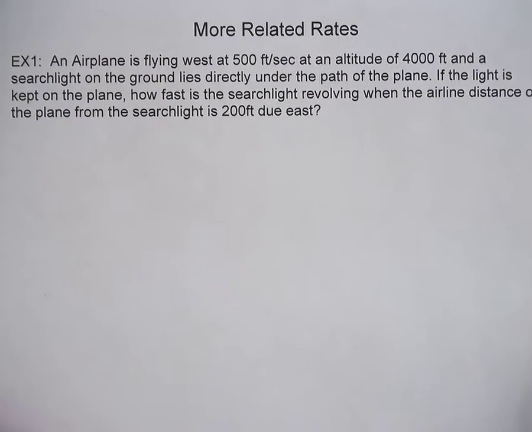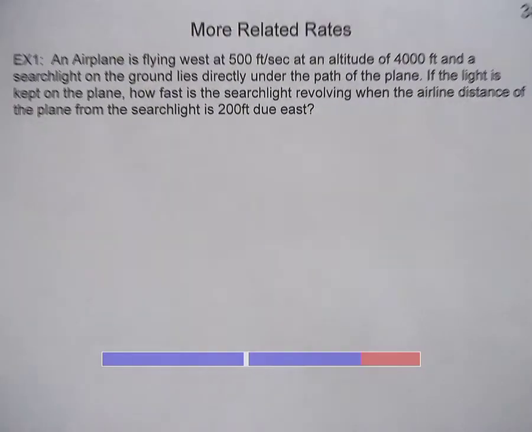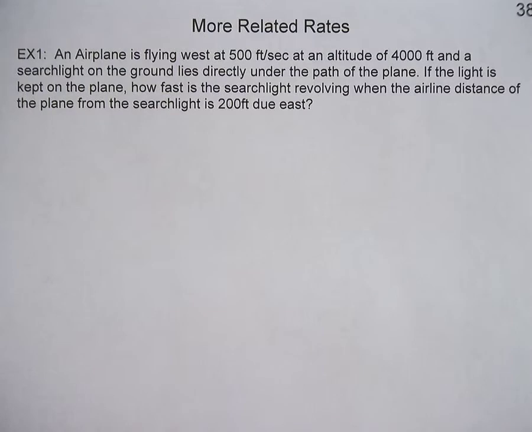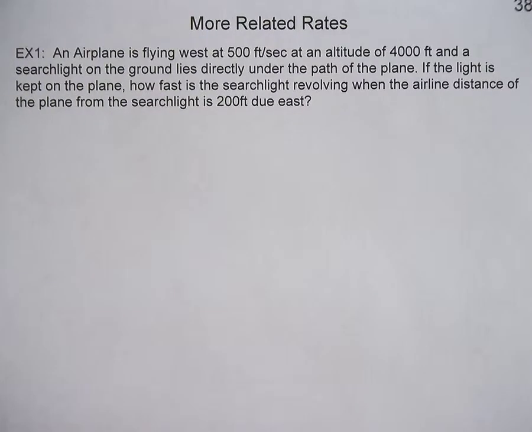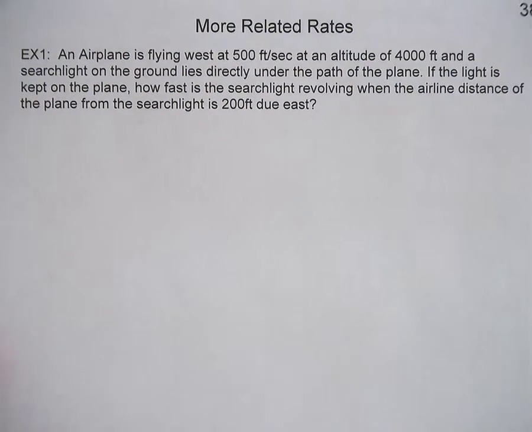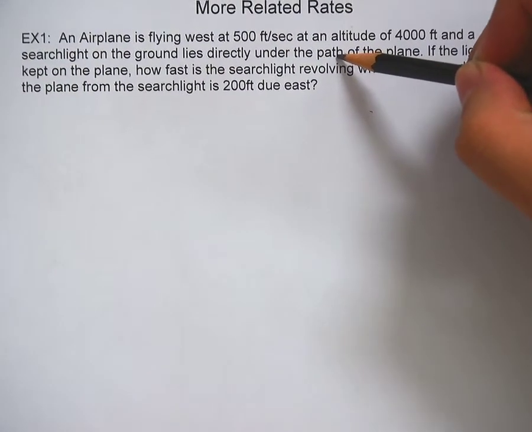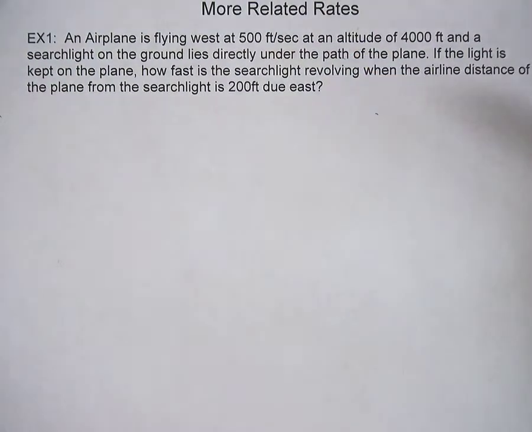Good question here. This is another one of those calculus classics that everyone loves to ask. An airplane is flying west at 500 feet per second at an altitude of 4,000 feet, and a searchlight on the ground is directly under the path of the plane. That doesn't mean that it's directly under the plane. It's in the path of the plane, right? So basically that means the plane is flying straight at it.